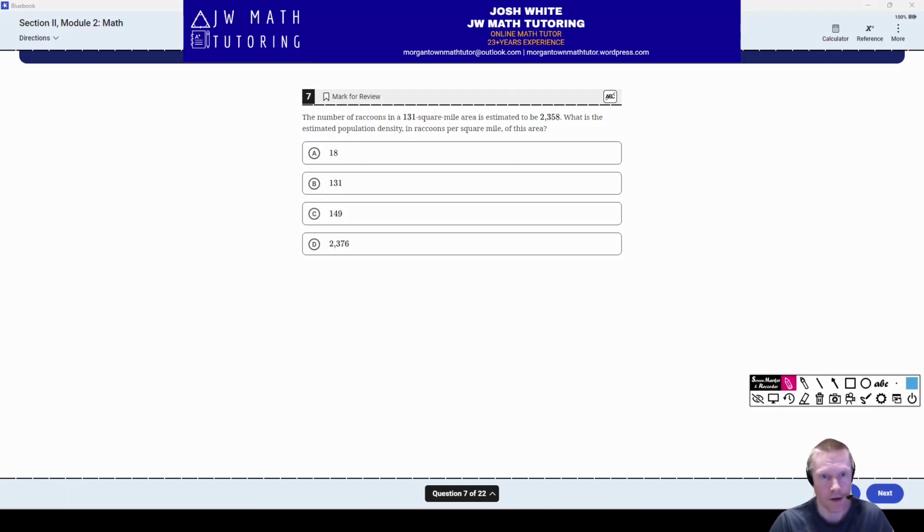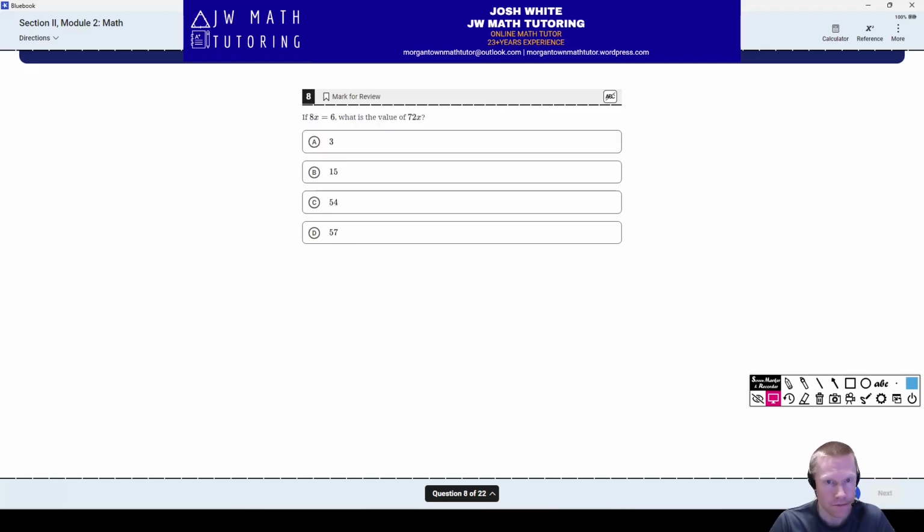All right, the next problem deals with basically population density. So in this example, it's not going to be people over an area, it's going to be number of raccoons over the area. So 2358 raccoons over 131 square miles, and then you just divide this and it gives you the number of raccoons, which is 18, basically per 1 square mile. That's what the population density is. So the correct answer for this is letter A, 18. We can move on to the next question.